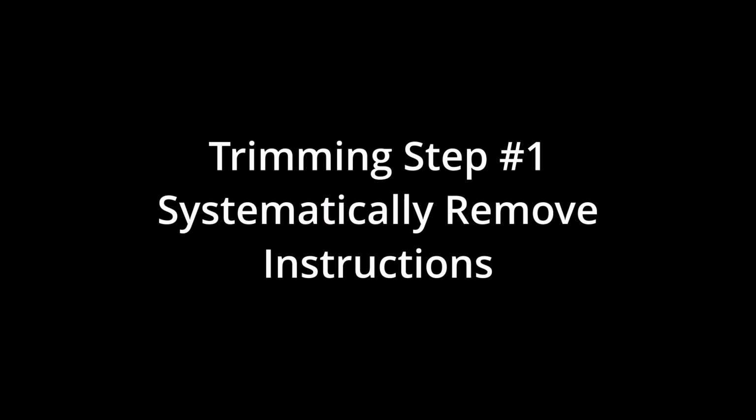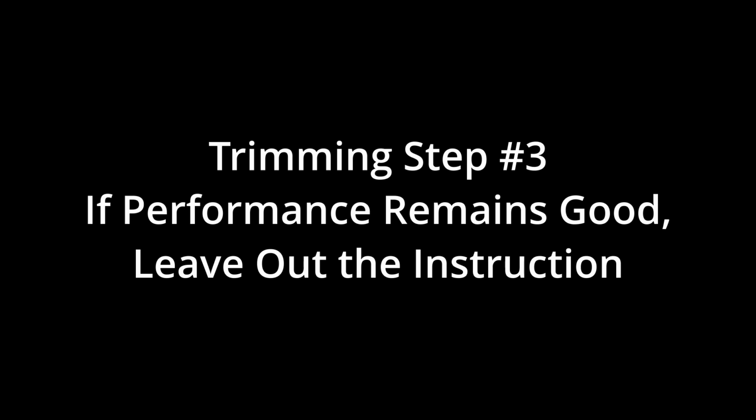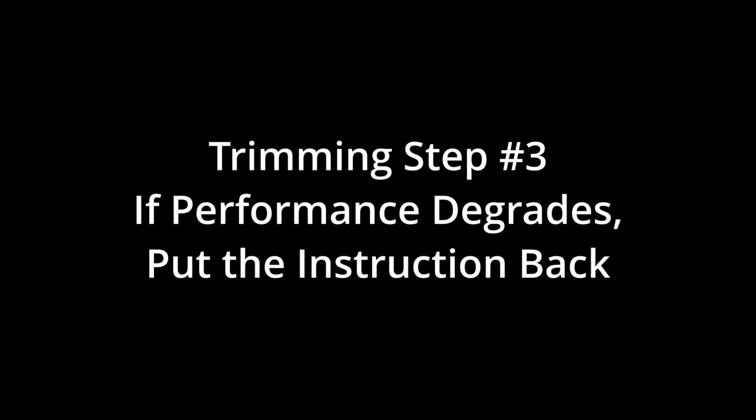So here's the trim process. And this is where you really optimize things. Once your prompt is working on the new model, meaning all the test cases are passing consistently, you're going to systematically remove instructions one at a time. And you're going to retest the prompt after each removal. If the performance stays good, keep it removed, leave it out. You clearly didn't need it. If the performance degrades, then put it back and continue until you've tested removing everything that's non-essential.